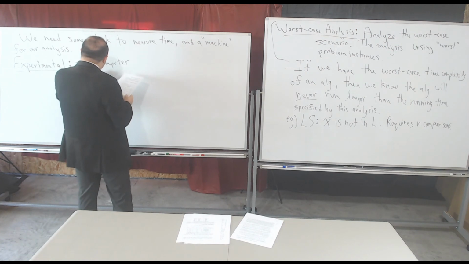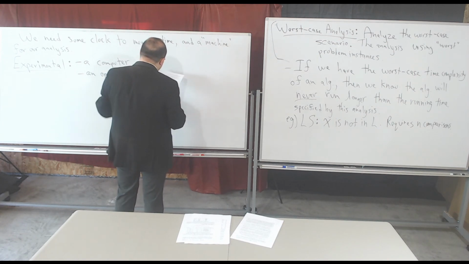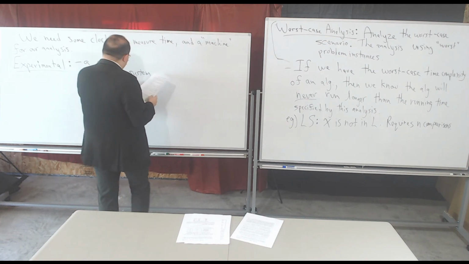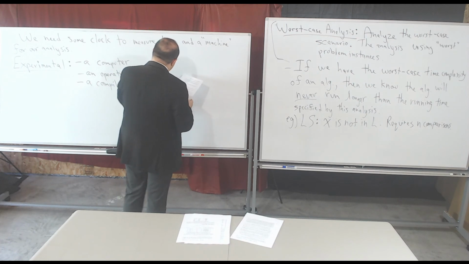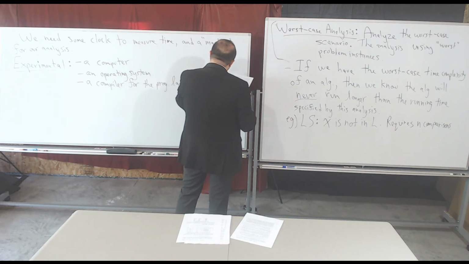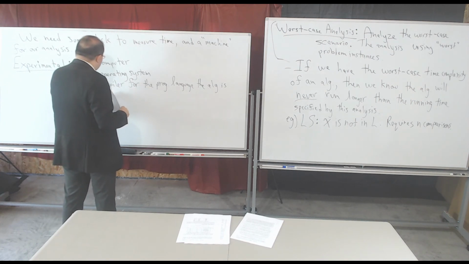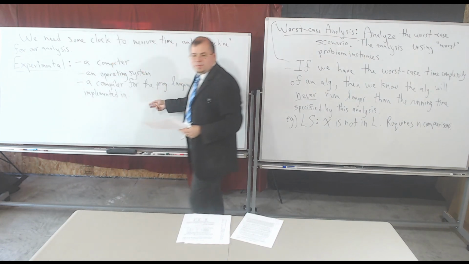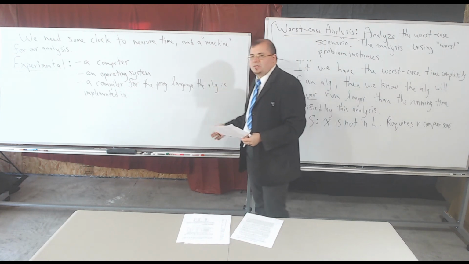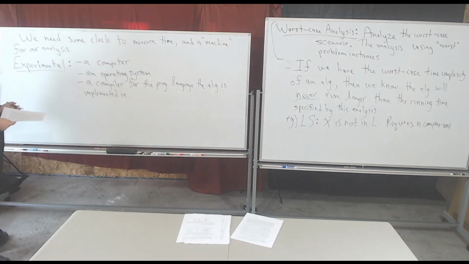Okay. We're going to need an operating system to run the program on our computer. We're going to obviously need a compiler for the programming language the algorithm is implemented in. So we need some compiler so I can actually write up my favorite algorithm in a programming language so I can compile it, so I can execute it as machine code. So these are things I'm going to need probably.